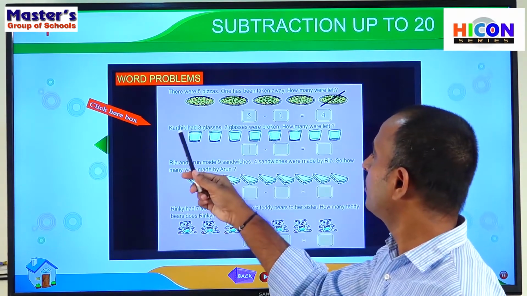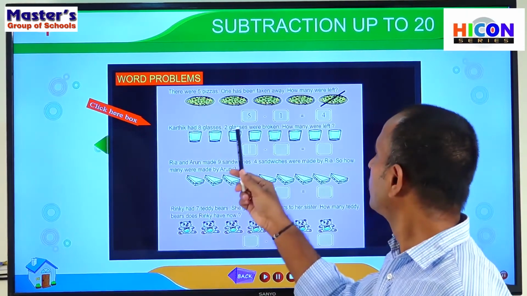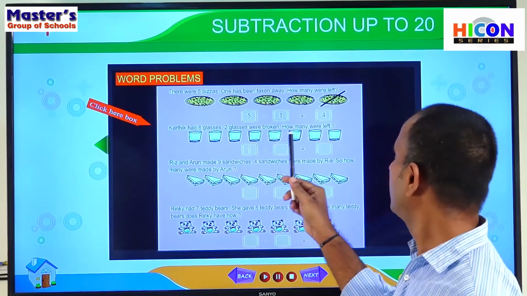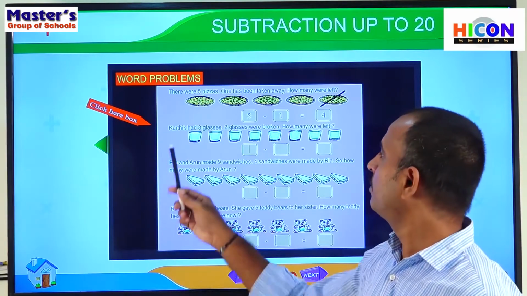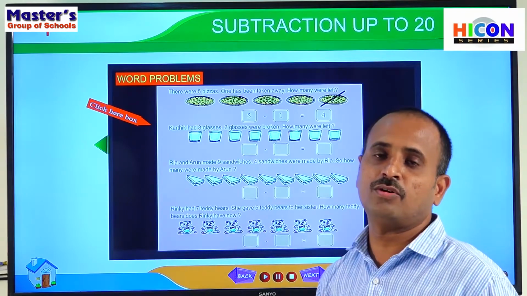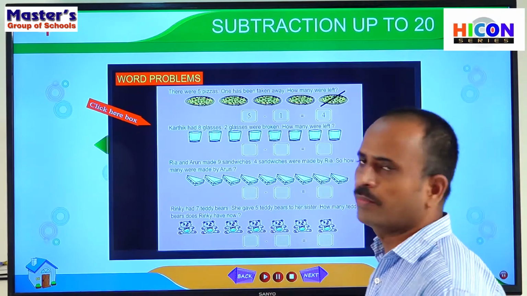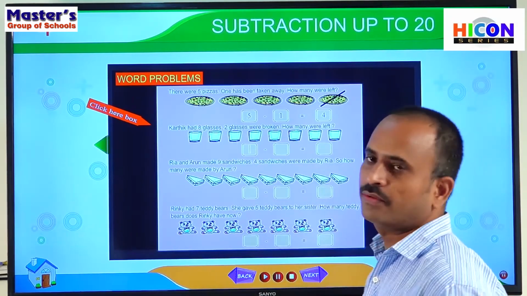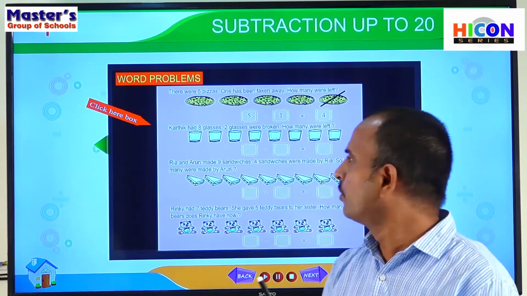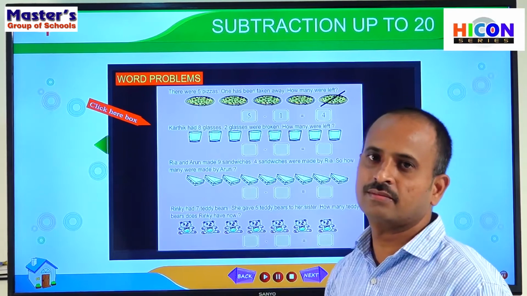So read the second problem. Karthik had 8 glasses. 2 glasses were broken. How many were left? So children, again read the problem. Karthik had 8 glasses. The total number of glasses is 8 there. And how many glasses were broken? 2 glasses were broken. And how many were left? So broken means we have to take away 2 glasses from the 8 glasses.